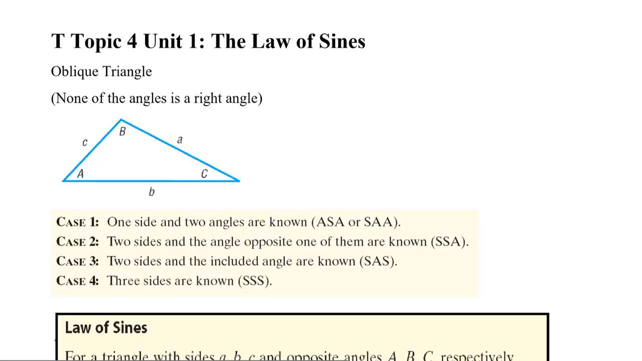Welcome to Topic 4, Unit 1, the Law of Sines. When we have an oblique triangle, which is when none of the angles is a right angle, we're not able to use the Pythagorean theorem and SOHCAHTOA to solve the triangle.